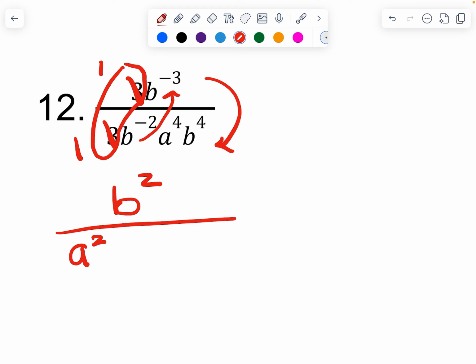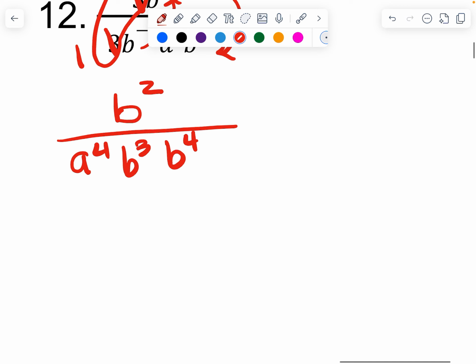That's an a to the fourth. Then I have b to the third that moved. I have b to the fourth that's already down there. Remember, there's an invisible 1 right here. So I have b squared on top, a to the fourth, b to the seventh.